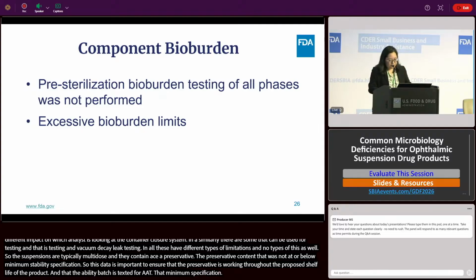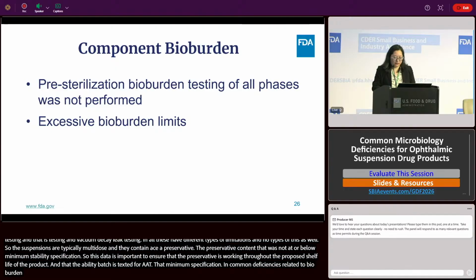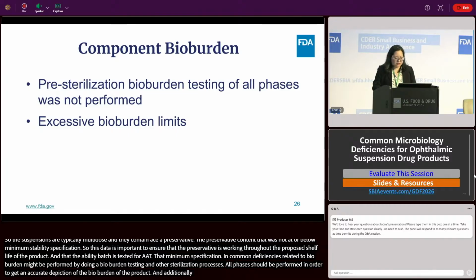Component bioburden. Common deficiencies related to component bioburden include performing bioburden testing after filtration or other sterilization processes have occurred. The pre-sterilization bioburden testing of all phases should be performed in order to get an accurate depiction of the overall bioburden of the product. And additionally, if excessive bioburden limits are used, a rationale should be provided to justify the limits that were proposed.